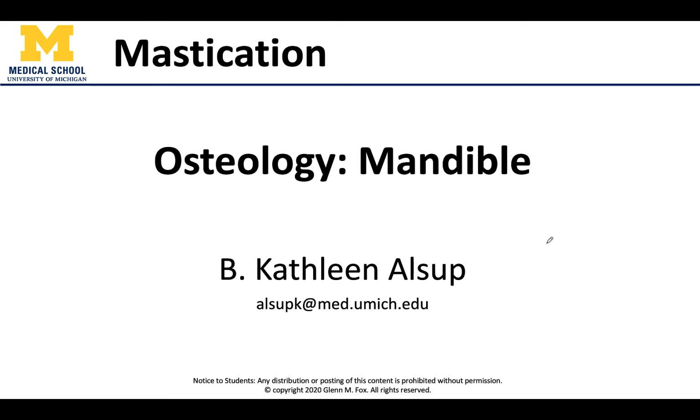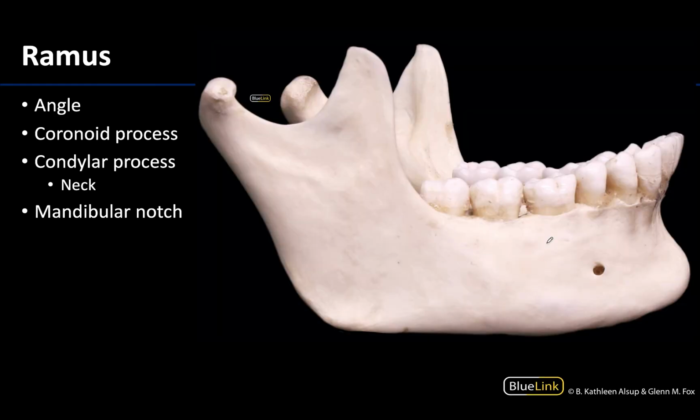Alright, hello all, this is Dr. Alsop, and in this dissection supplementary video we will be discussing the pertinent mandibular structures for the mastication session. The mandible is obviously quite important in terms of attachment for muscles that play a role in mastication, and this is the movable bone of the temporomandibular joint. So we have a lot of fun things to discuss here, so let's get started.